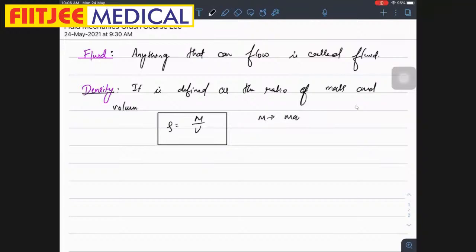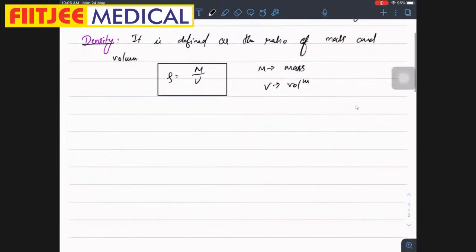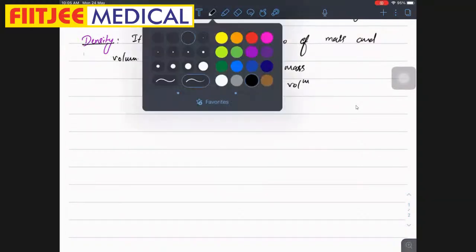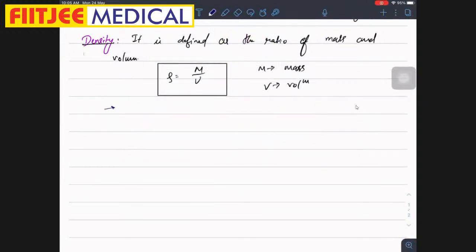Here m is mass and v is volume. This is about one liquid. If mixtures are there, one more thing, what is the SI unit of density? Its SI unit is kg per meter cube. Commonly a few units we use, like 1 cc. Cc means cubic centimeter, so it is equal to 10 to the power minus 6 meter cube.